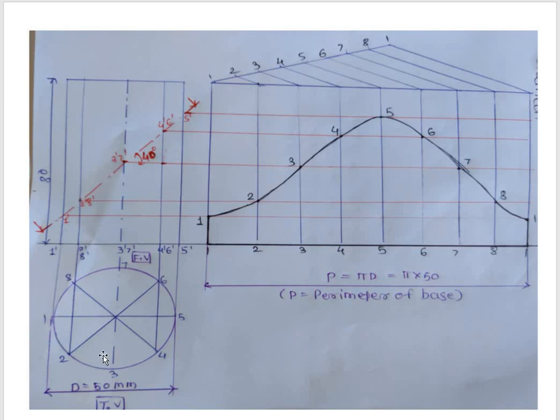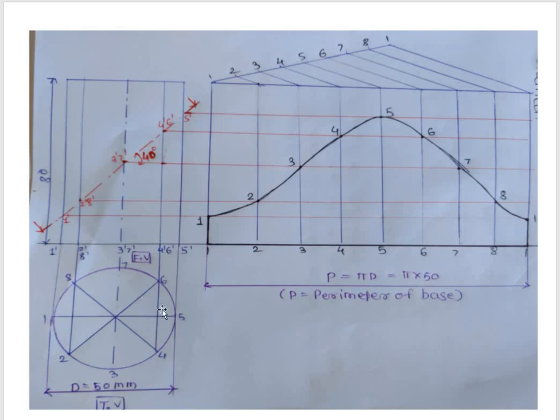Means in the top view you have to draw the circle of the given diameter, 50 mm, and after that you have to project the end points up to the xy line, and after that you have to complete the front view, that is the rectangle. And after that you have to divide this circle into 8 equal parts and name them 1 2 3 4 5 6 7 and 8.